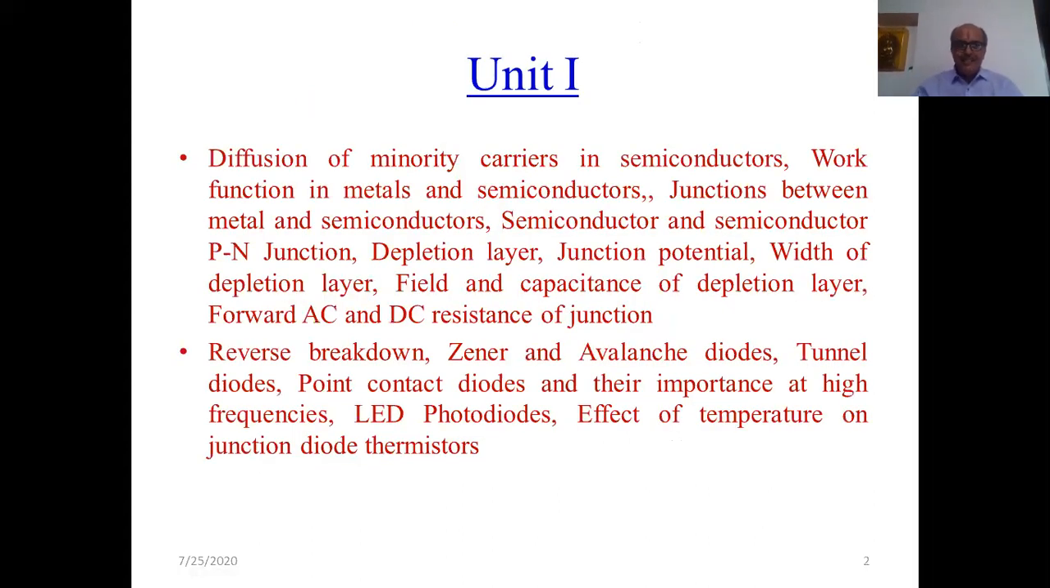And the first unit is diffusion of minority carriers in semiconductors, work function in metals and semiconductors, junctions between metal and semiconductor, semiconductor and semiconductor, p-n junction, depletion layer, junction potential, width of the depletion layer, field and capacitance of depletion layer, forward AC and DC resistance of the junction, reverse breakdown, Zener and avalanche diodes, tunnel diodes, point contact diodes and their importance at high frequencies, light emitting diode, photodiodes, and effect of temperature on junction diode, thermistors.